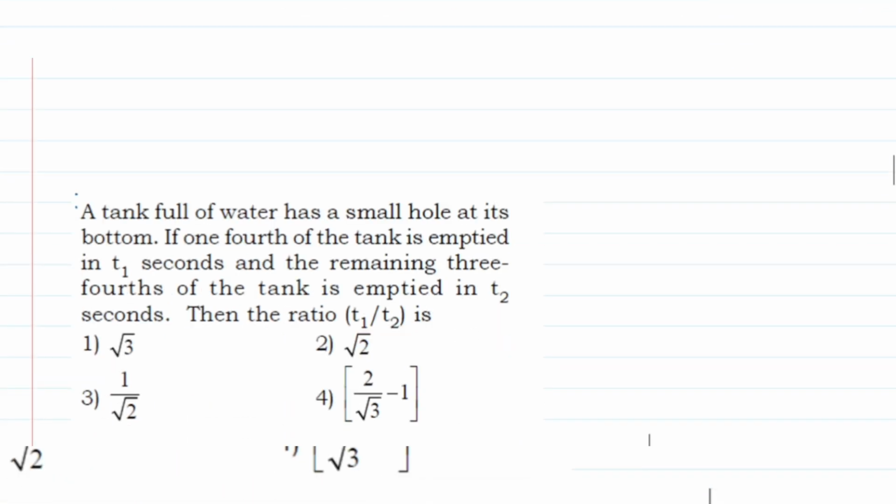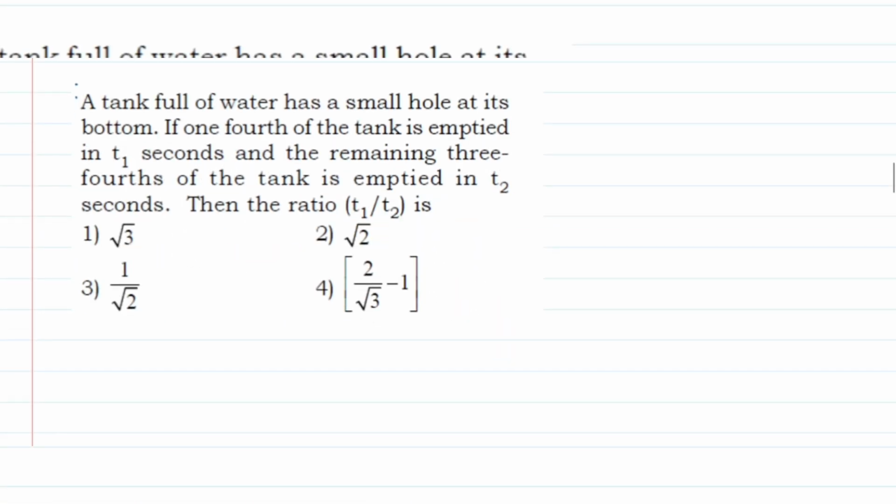Look at the next question, student. A tank full of water has a small hole at its bottom. If 1/4 of the tank is emptied in t1 seconds and the remaining 3/4 of the tank is emptied in t2 seconds, then they are asking the ratio of t1 by t2. Here you just look, students. Here this is the concept.